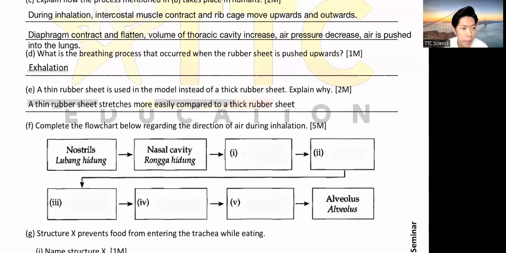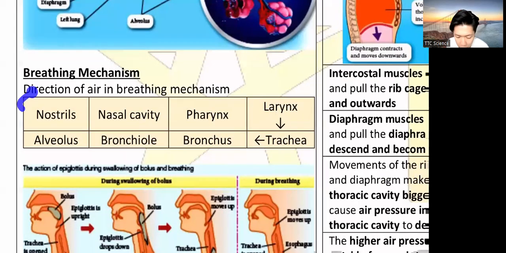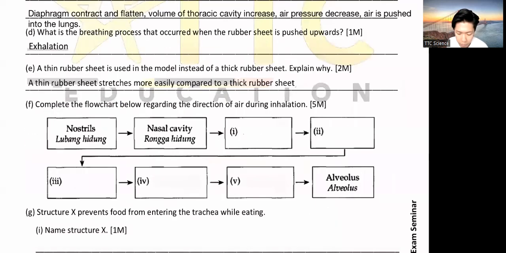Okay, like then F, you want to fill up the sequence? Yeah, fill up the sequence of inhalation, exhalation. It's here, don't worry. Breathing mechanism. Okay, check everybody.